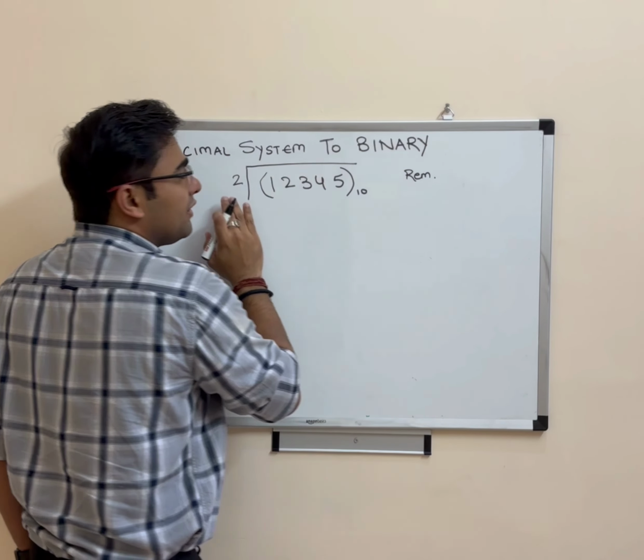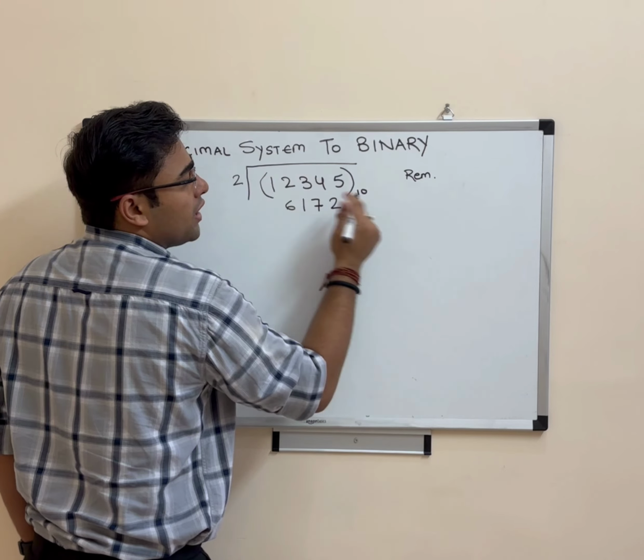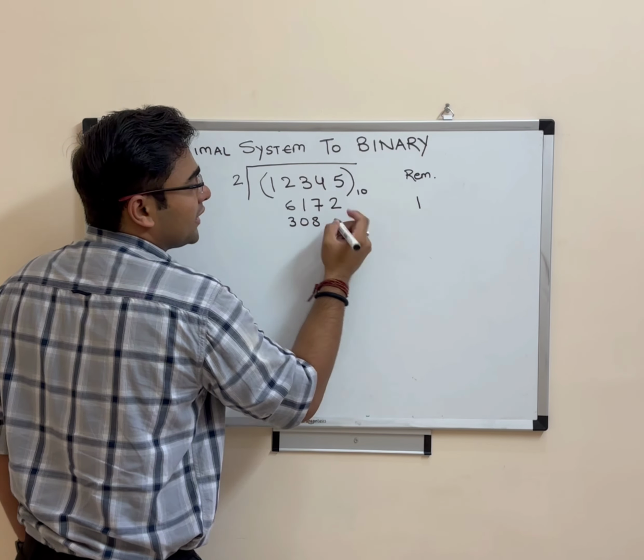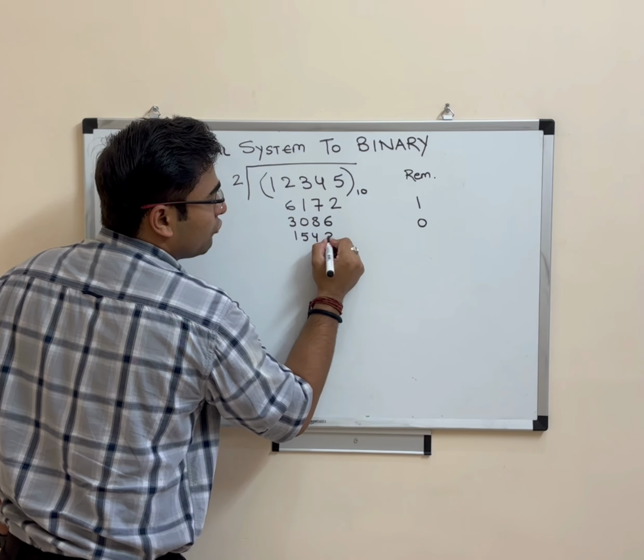So now if we divide by 2, we get 2 1s are 2, 2 6s are 12, 2 2s are 4, and 1 will come up here as the remainder. Now if I again divide it by 2, it will be 2 3s are 6, and then we get 0, and the remainder would be 0. Now if I again divide by 2, it will be 1, 5, and it will be 4, and 3, and it will again be 0.